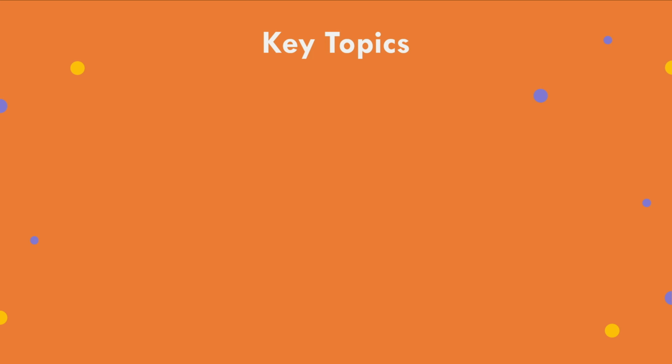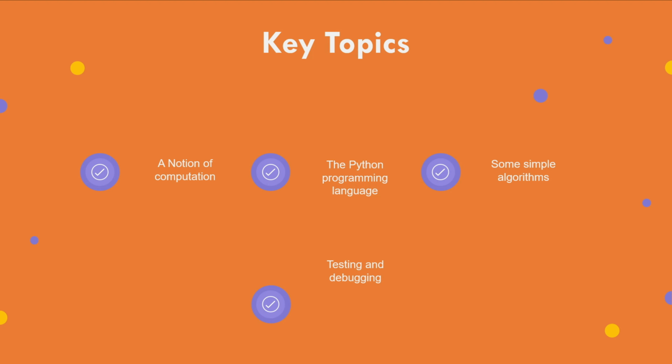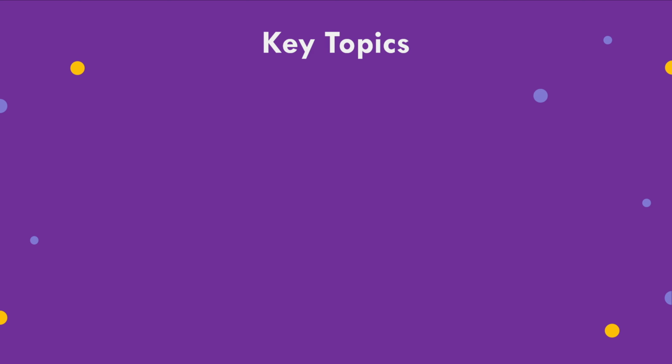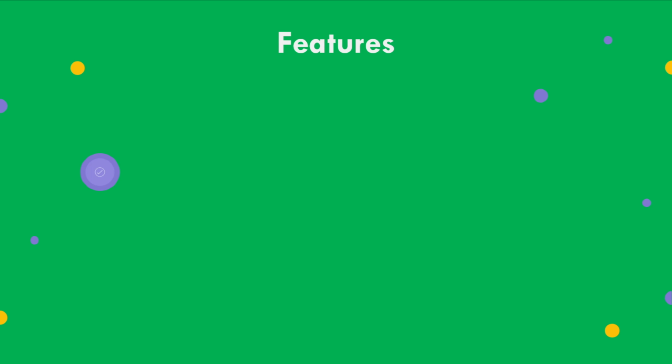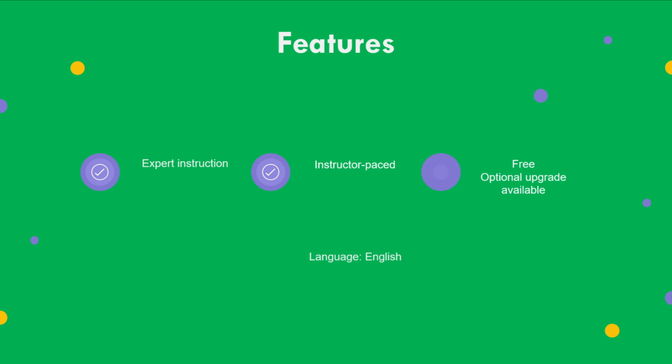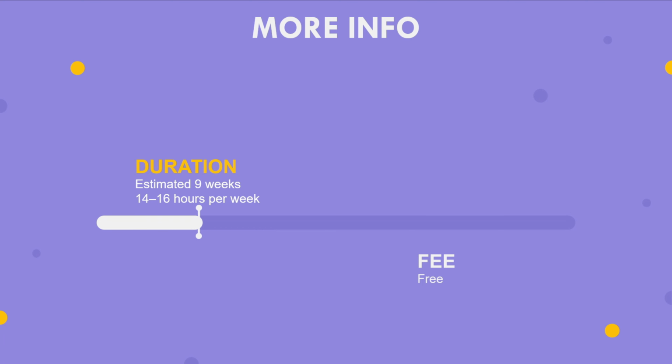Key topics of this course: a notion of computation, the Python programming language, some simple algorithms, testing and debugging, an informal introduction to algorithmic complexity, data structures. Features of this course are expert instruction, instructor-paced, free optional upgrade available, language English. It will take around 9 weeks to complete the course.